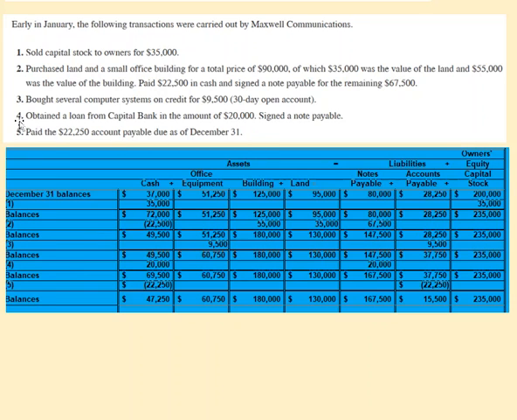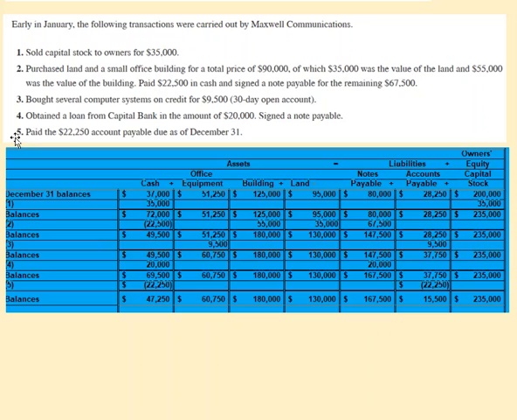Here's the $20,000. We obtained a loan from Capital Bank in the amount of $20,000. When we take out a loan, we receive cash, meaning our cash balance increases, but so does our liability because we are going to have to pay that $20,000 back. Cash goes up, notes payable goes up. Okay, again, we recompute our balances. If nothing's changed, that's fine. We just pull the balance down. If it's changed, we adjust for the change.